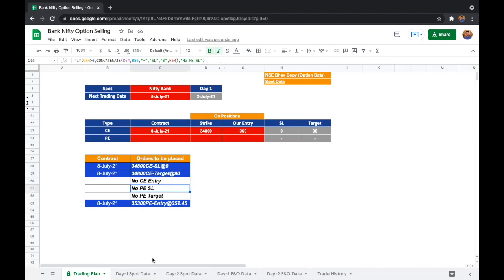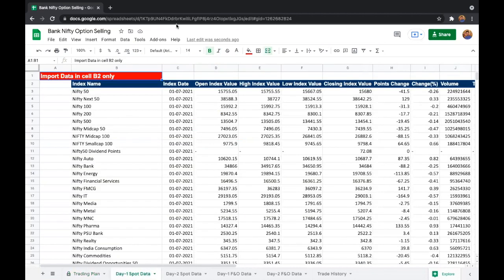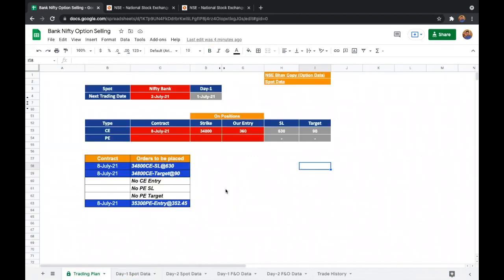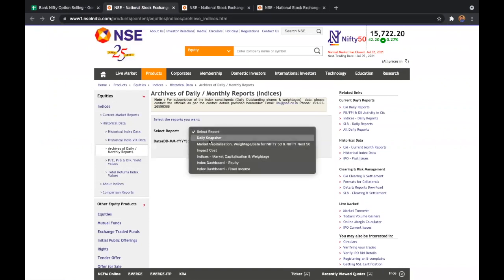But now we need to plug in all the relevant data points over here as well. As you can see, it's written to import data in cell B2 only. We need to upload the relevant data points. So we have these two links over here: NSE Bhav copy options data and the spot data for Bank Nifty. We'll first download the spot data, right? So we are redirected to the NSE website.